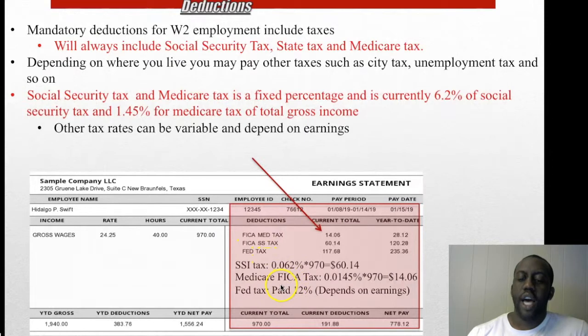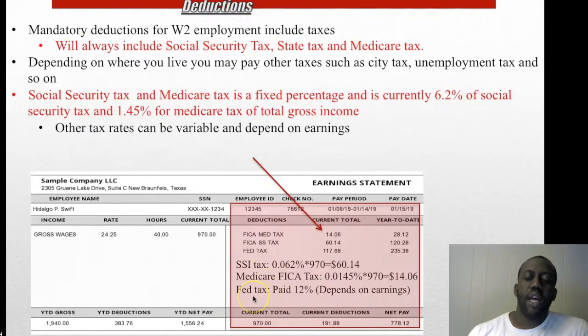And for the Medicare tax, the percentage is 1.45% of total gross earnings. So this person earned $970, and they were required to withhold 1.45% of their earnings, which means that they paid $14.06 for the Medicare taxes. And then the federal tax just depends on your earnings.